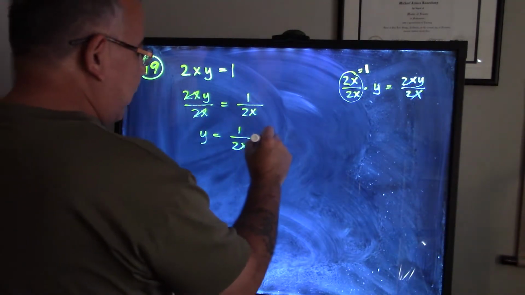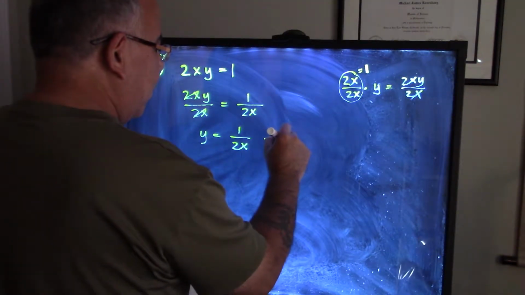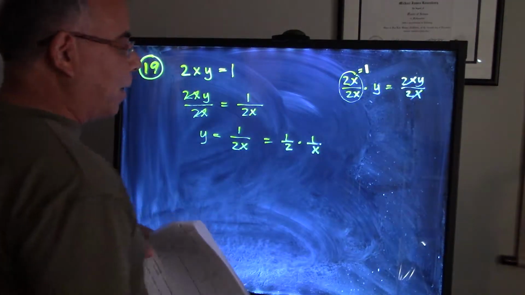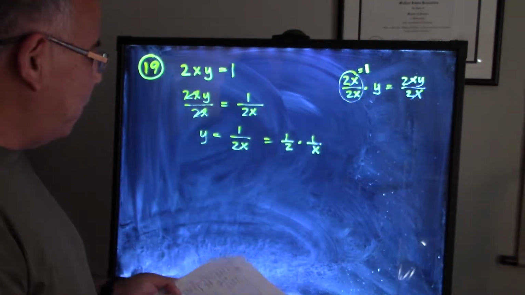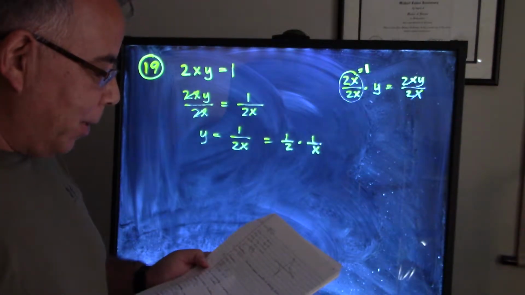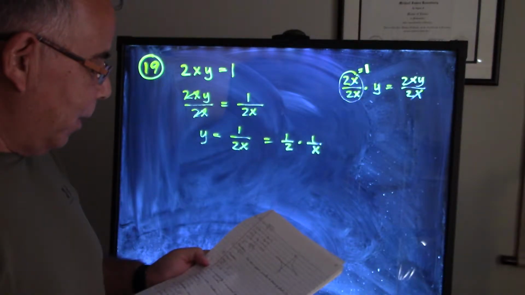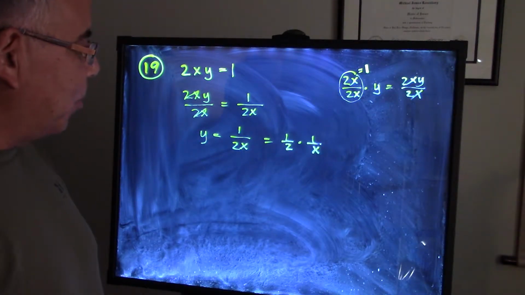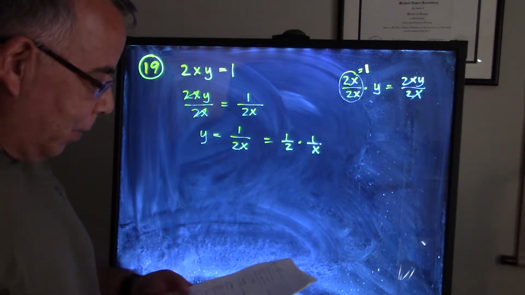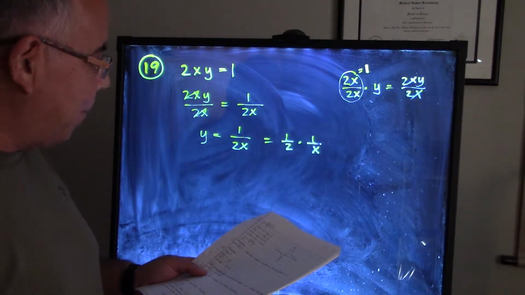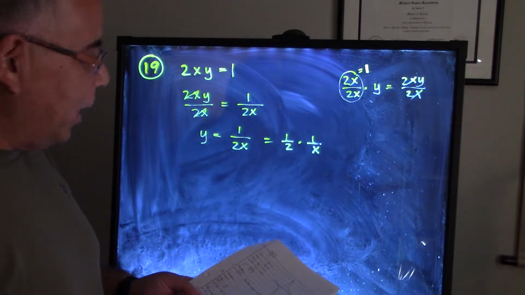You could also write that as 1/2 times 1 over x if you wish. That would be correct, that would be equivalent. Now, y equals 1 over x is basically a reciprocal function. And when you have a constant times the reciprocal function, it's still a reciprocal function. So look in your toolkit functions on page 18, you'll see that example. So again, this is a function.